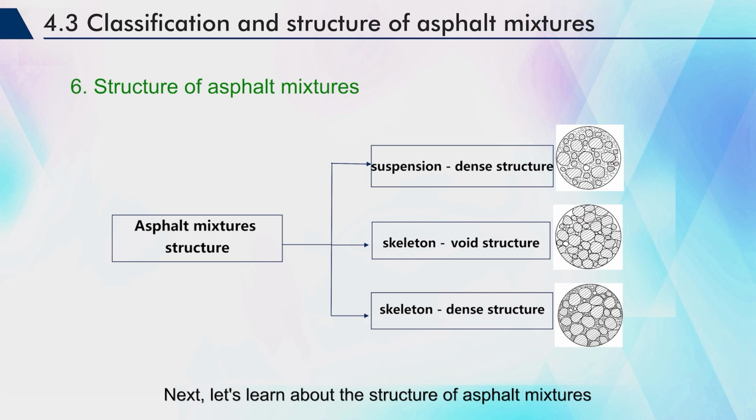Next, let's learn about the structure of asphalt mixtures. Asphalt mixture is a composite material made by mixing asphalt, coarse and fine aggregates, and mineral powder in a certain proportion. According to the structural condition of the mineral skeleton, its composition and structure can be divided into three types: suspended dense structure, skeleton void structure, and skeleton dense structure.